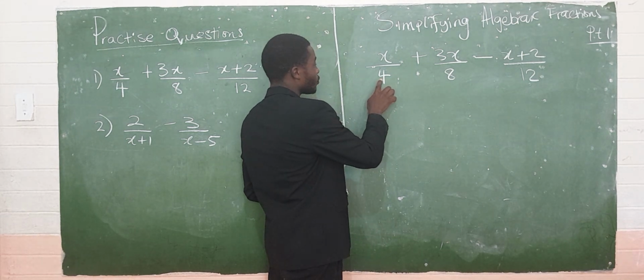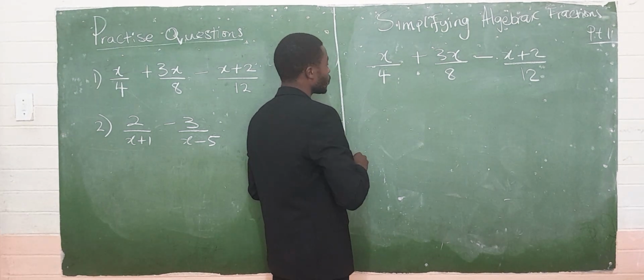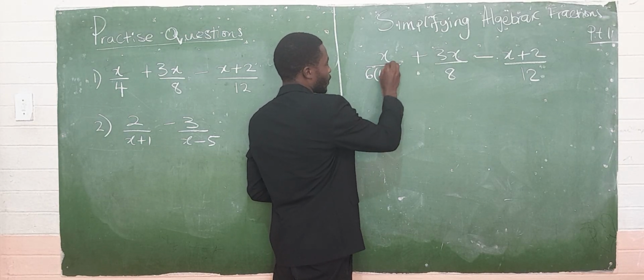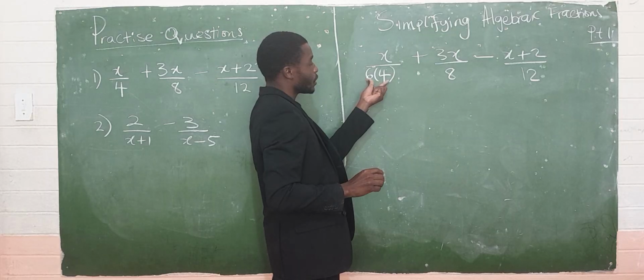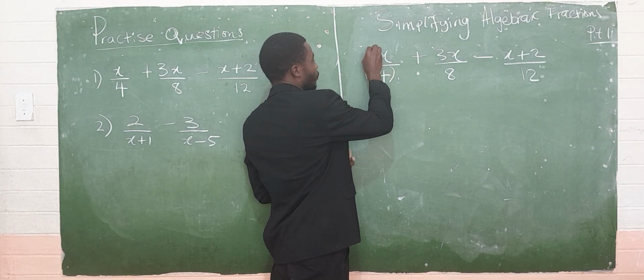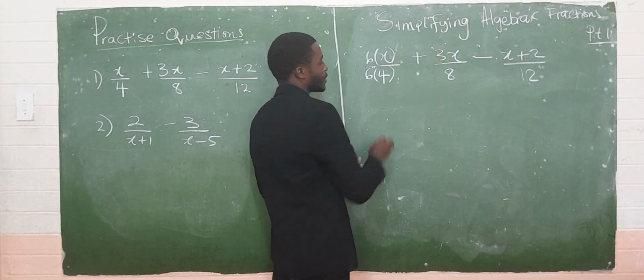So I need to make this 24. What am I going to do? Well, I have to multiply this by 6. But remember that what I do to the denominator, I also need to do on the numerator. So I'll have to multiply this one also by 6.